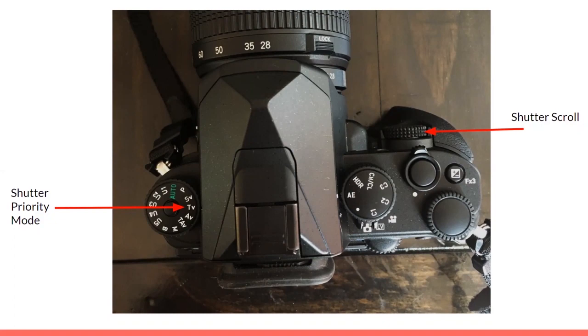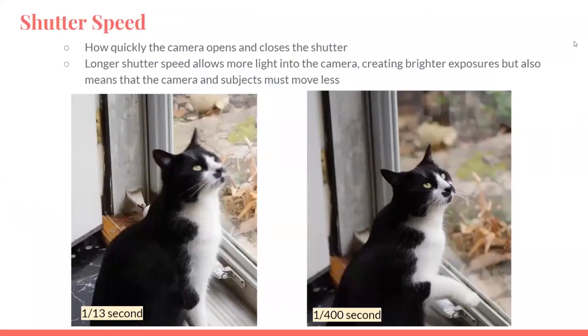So, shutter priority mode. As I said before, shutter priority mode is when you set the shutter speed and then the camera sets the aperture and other features. Here on my camera, shutter priority mode is TV, and this scroll up here is the scroll that you use to change your shutter speed.